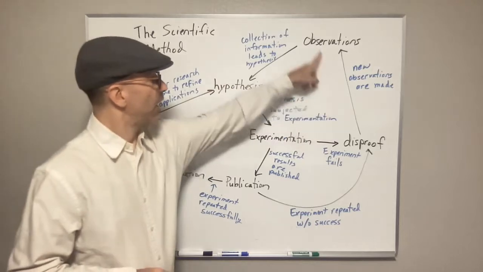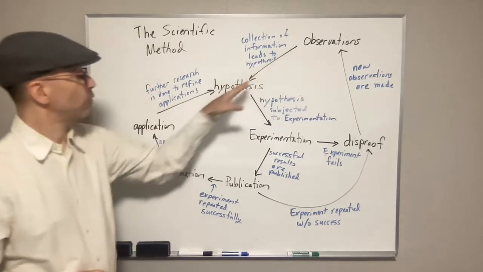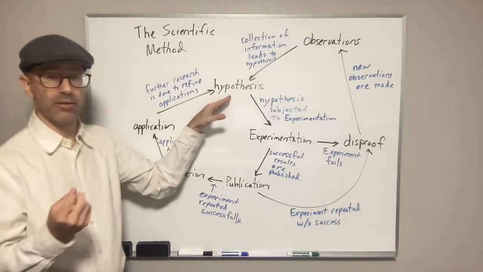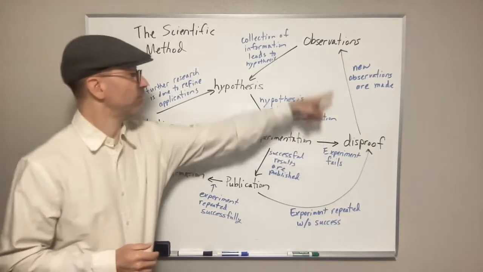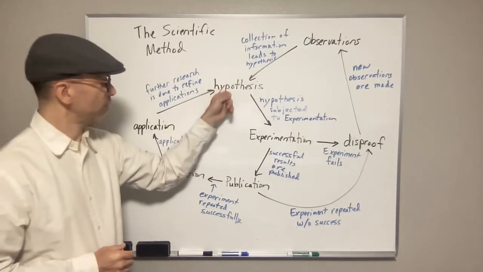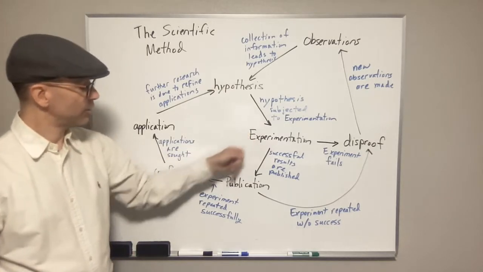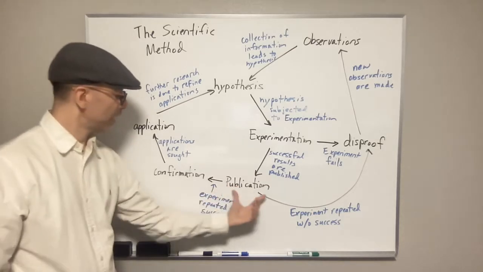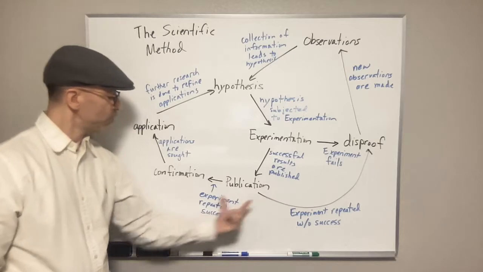That leads to more observations, and those observations will lead to maybe another hypothesis. Maybe I tweak my hypothesis. Maybe it's a completely different hypothesis. But this process goes on. The hypothesis is then subjected to a new experiment, and then that experimentation is published. Now, what happens here is there are two ways you can go. So I publish my work.